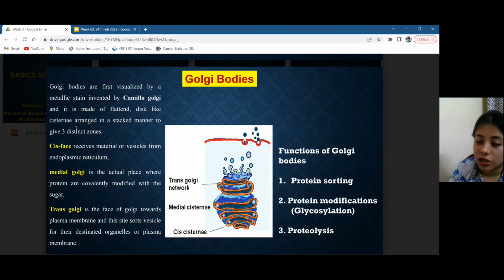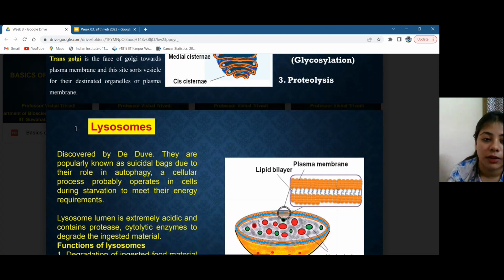After the ER comes the Golgi, and the Golgi was visualized by Camillo Golgi first, hence the name. Then the different phases of the Golgi, the cis, medial and trans Golgi, and how the cargo ultimately gets sorted to the predefined destination. So that we see there.